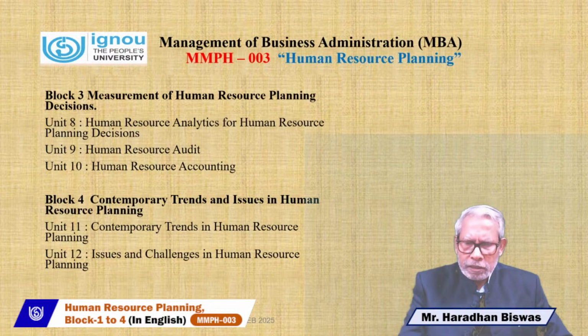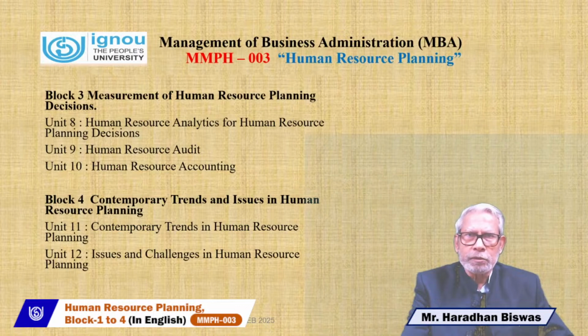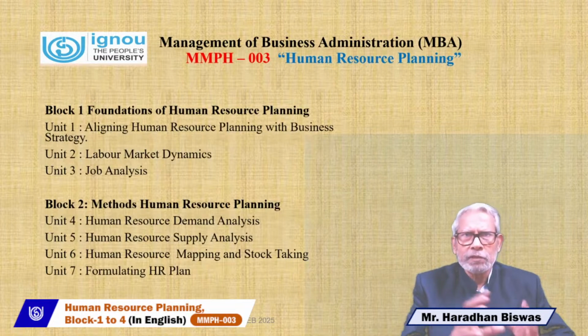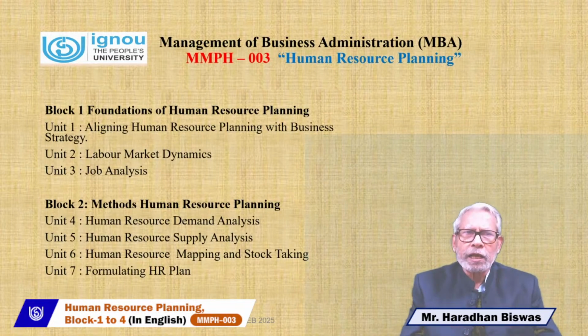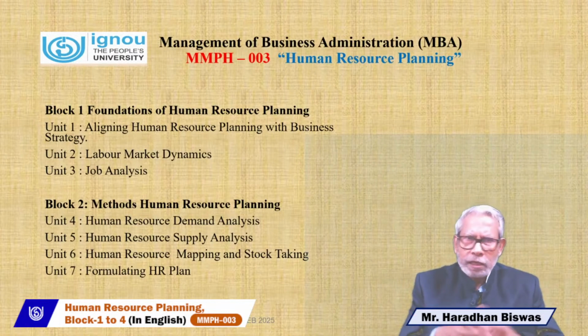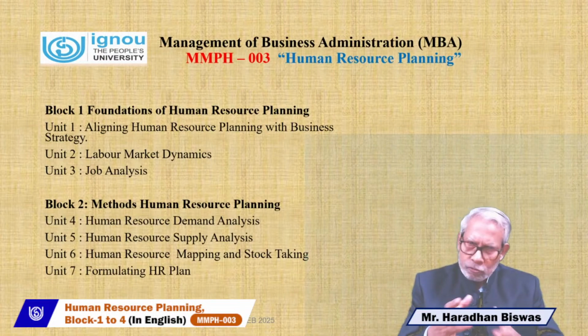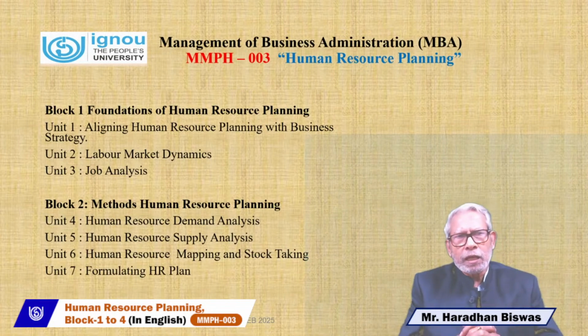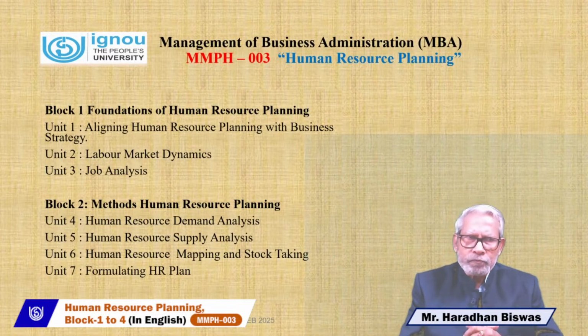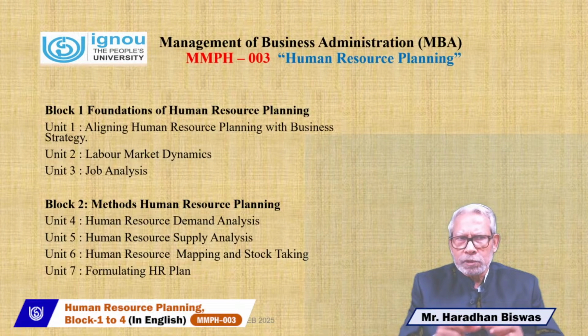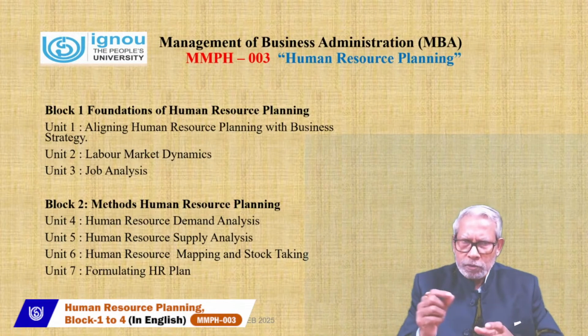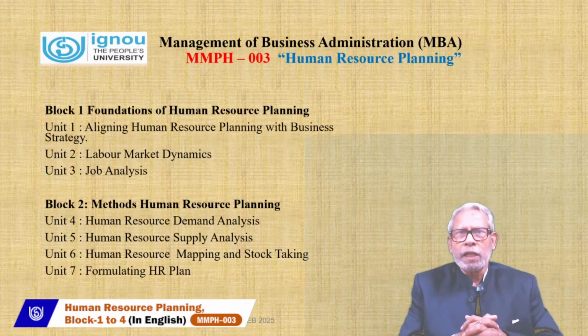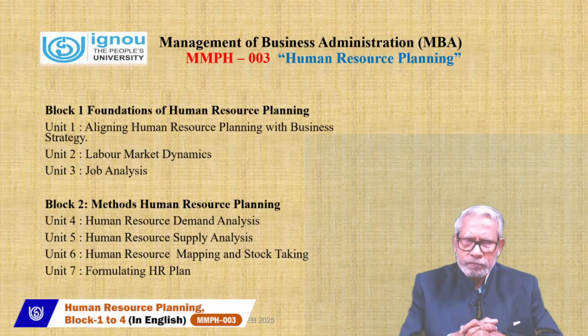If you see broadly, human resource planning is bifurcated. In the first part, Block 1, basically the foundations, you have to see the job market, the labor market, and why planning is important. Then there is job analysis, the third unit, which is important for Block 1. At the same time, I am telling you which units are important from the exam point of view, where questions are likely to come as per the pattern.